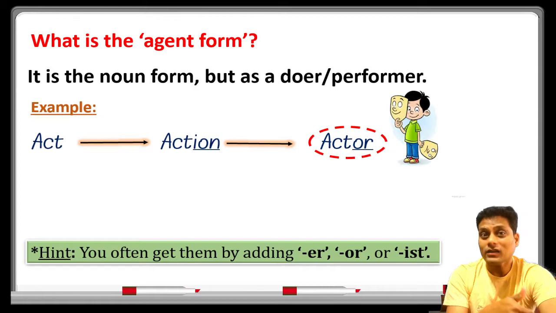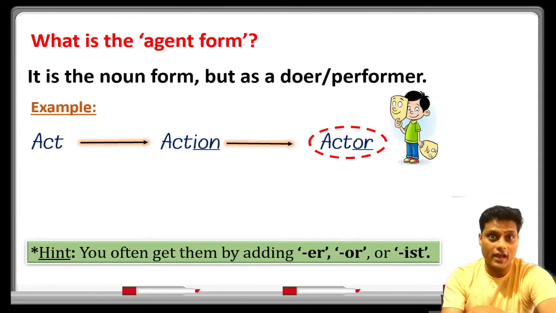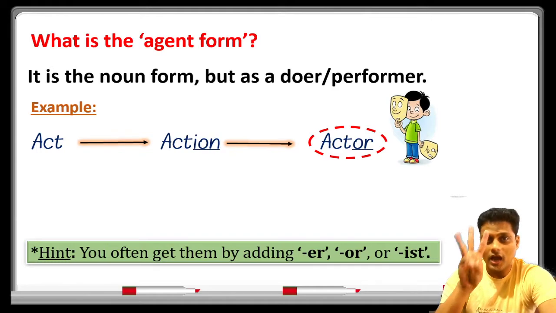Okay, so act, the normal noun form is action. Should they ask you the agent form, you are required to provide the doer or the performer of that action, which becomes actor. There's a very useful clue I have provided, guys. You often get them by adding er, or, ist. But remember, I said you often get them. I did not say always. There are always exceptions. Okay.